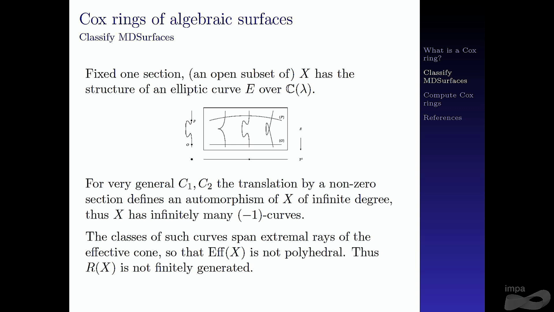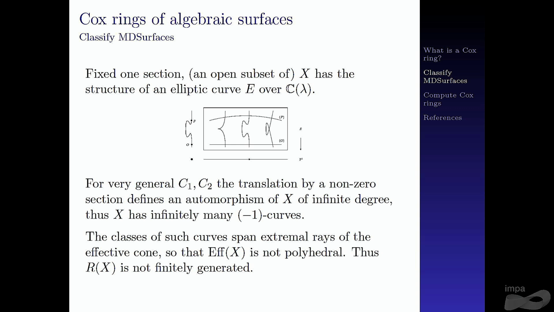So if you know that you have an automorphism of infinite degree, you apply these automorphisms to one of these sections and you produce infinitely many. So this shows that your surface has infinitely many -1 curves.